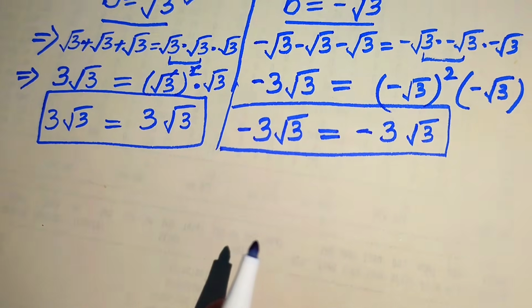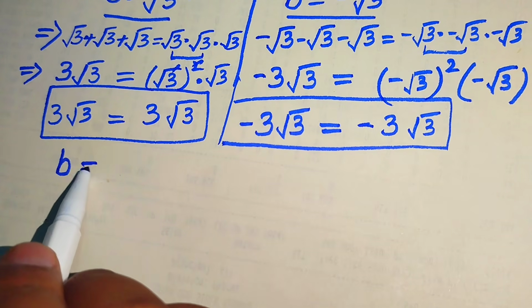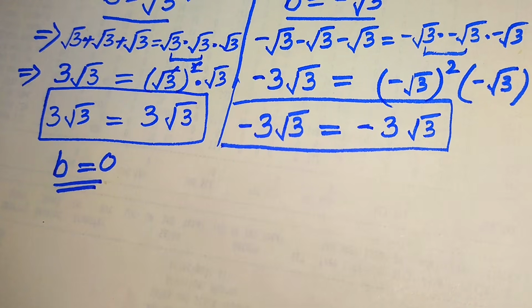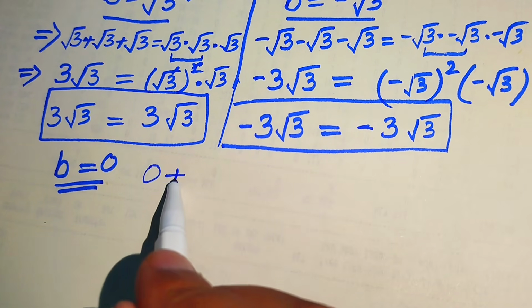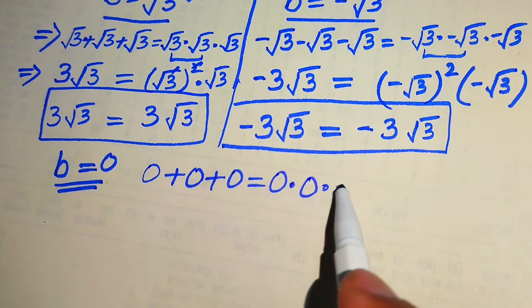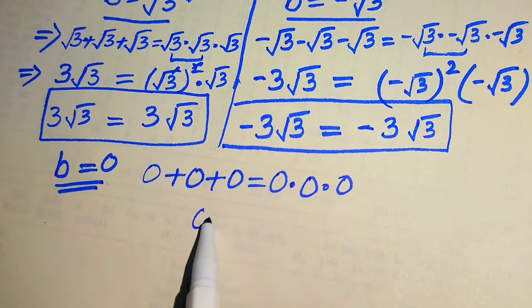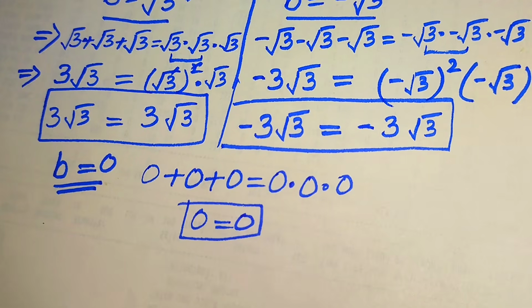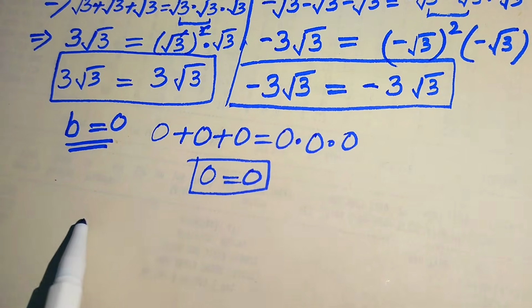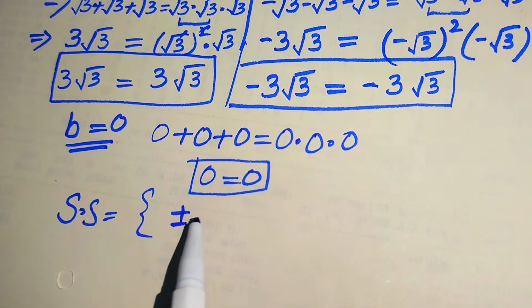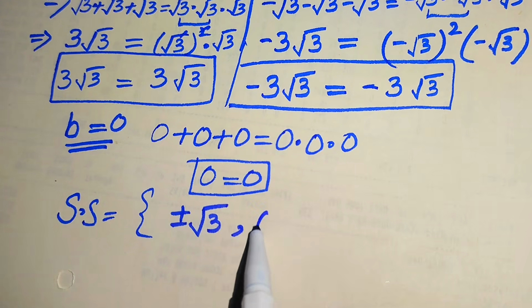And now we move towards our third value of b, and our third value of b is equal to 0. So we substitute b equals 0 on both sides of the given question. So our given question is written as 0 plus 0 plus 0 equals 0 multiplied by 0 multiplied by 0. So here you clearly see that 0 equals 0. So this means that the third value of b also satisfies our given question statement. And finally the solution set of this problem is plus minus square root of 3 and 0.